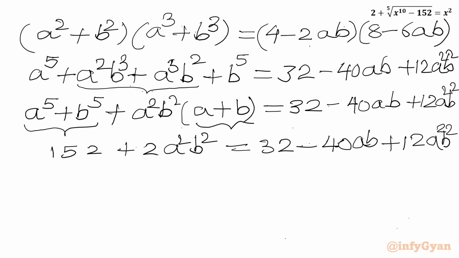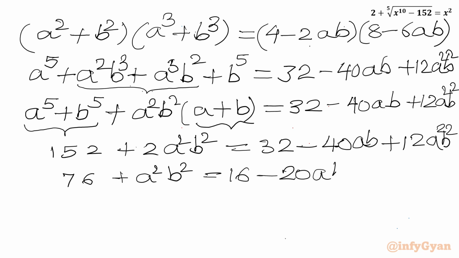Now the equation is divisible by 2. Let's divide both sides by 2. I will write 76 plus a square b square equal to 16 minus 20ab plus 6a square b square. Now take all the terms to RHS. 6a square b square minus a square b square, so 5a square b square.